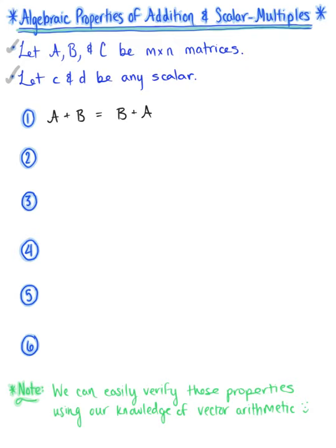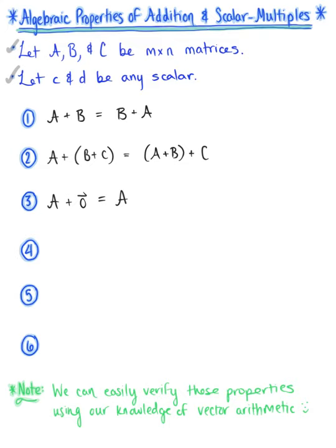either direction. Property number 2 says that if we have matrix A plus the sum of matrix B plus matrix C, again, the order doesn't matter. So we could take the sum of matrix A plus matrix B and then add matrix C, and we'll still end up with the same result. Our third property says that matrix A plus the zero vector, or the zero matrix, is going to leave us with matrix A. Our fourth through sixth properties are going to incorporate scalar multiples.